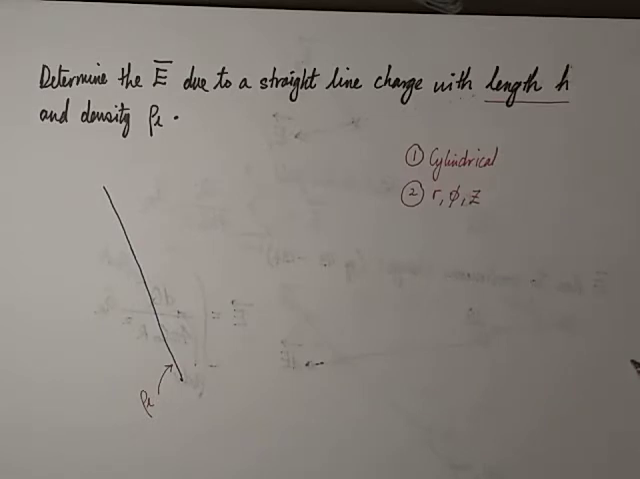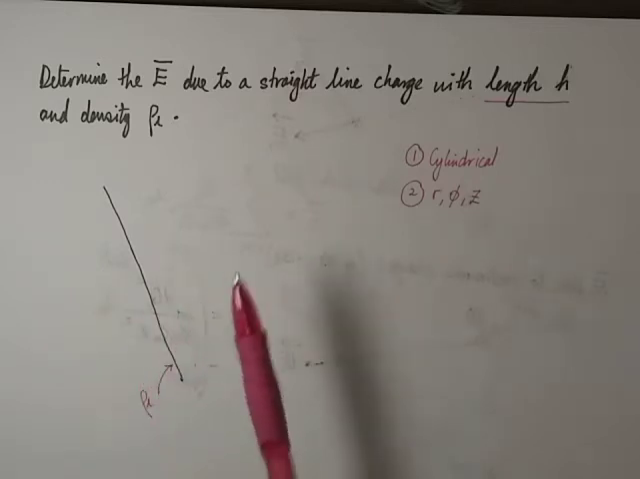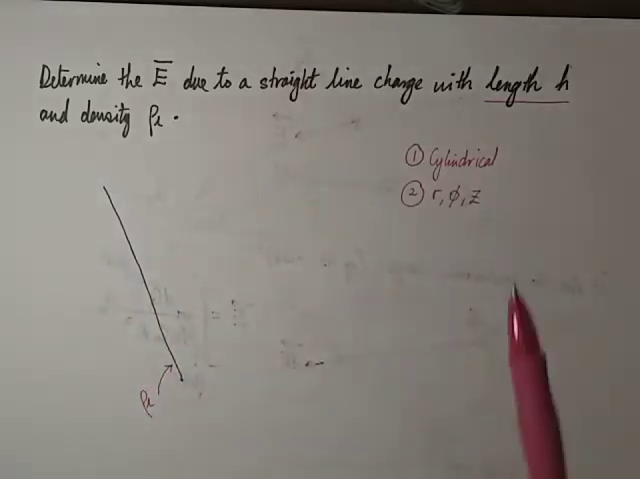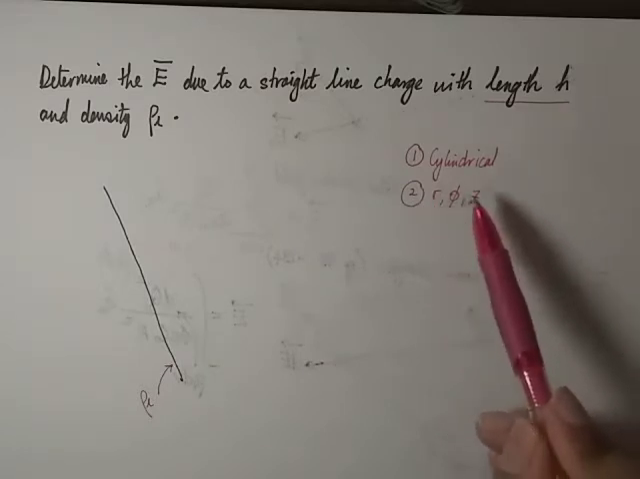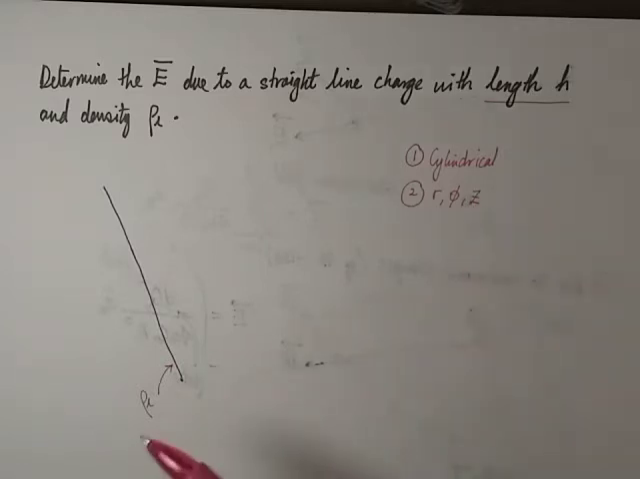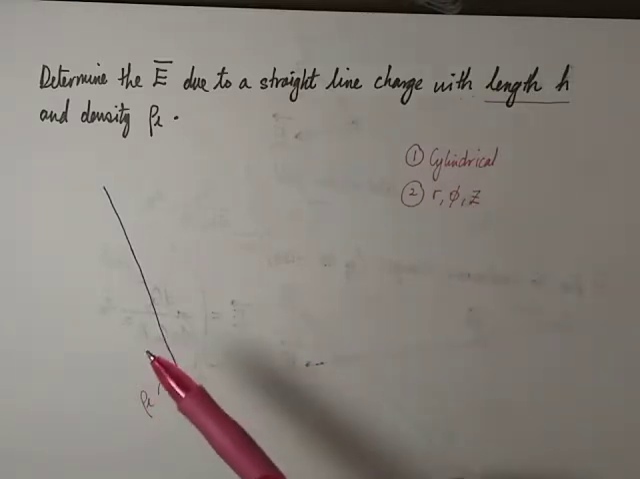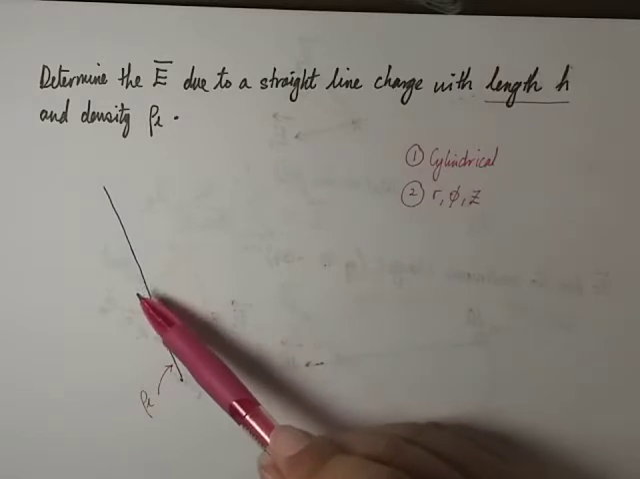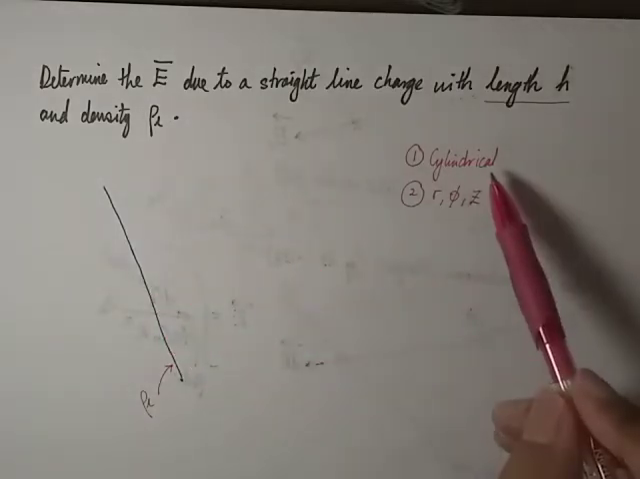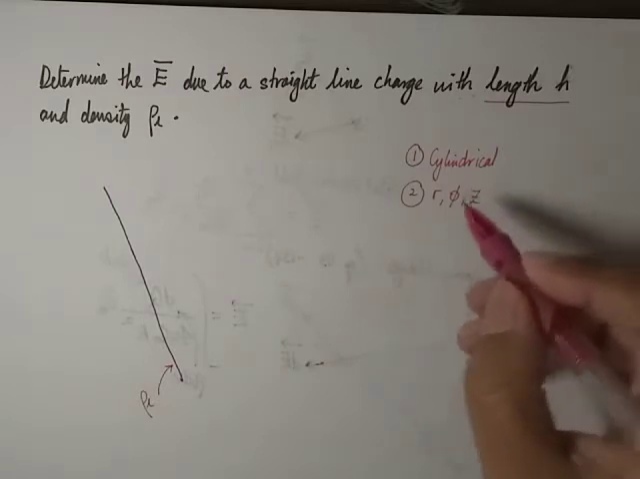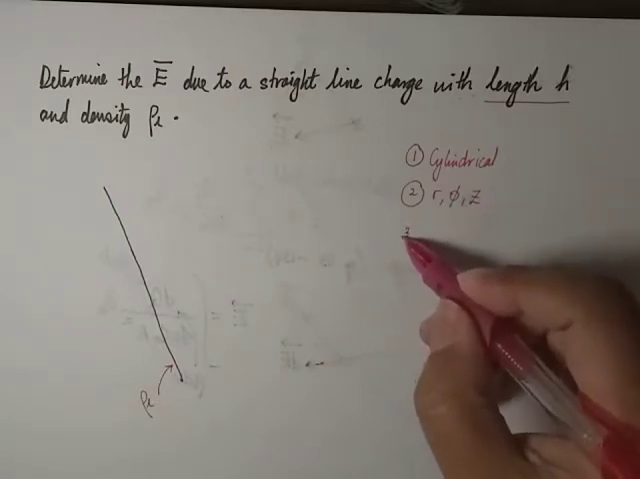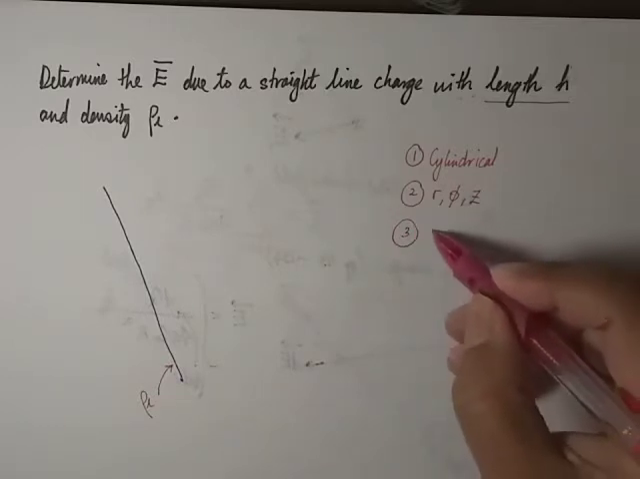Logically, what I can do is place this line charge along the z-axis. By doing that, I'm going to eliminate the phi component in this particular cylindrical coordinate system. Due to that selection, by allowing the line charge to be on the z-axis of our cylindrical coordinate, with that decided, I'm going to go to the next step. I'm going to remove one of these as my second step. The third step is that I'm going to find the E.